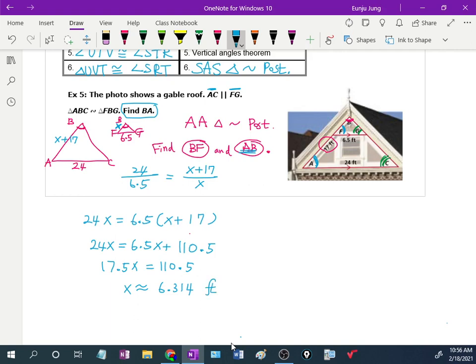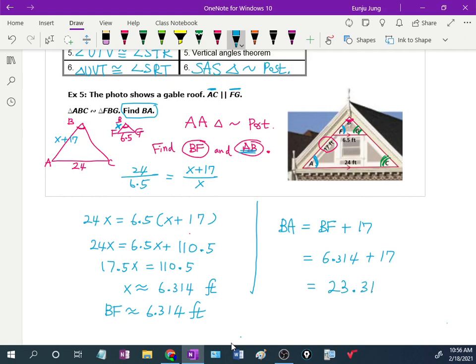Is that my final answer? No, it's not my final answer. It is the unknown for BF, okay? So we found BF. BF is about 6.314 feet. So what is the question? Find the length of BA. BA can be written as BF plus 17, right? So let's add 17 on it, and then we can have whole length. So 23.314 feet. So this is going to be the answer.